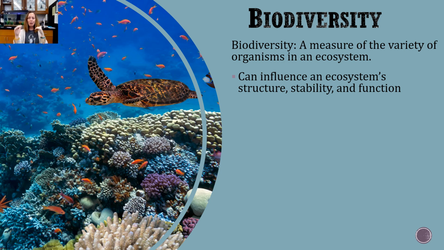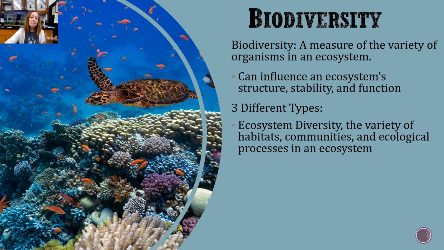So how the ecosystem is structured and how well it can come back from disturbances is all dependent on its biodiversity. Right? When we look at biodiversity, we're going to look from broad to individual, or species specific. All right, so the first one is ecosystem diversity. This is the variety of habitats and communities and processes that happen within an ecosystem.